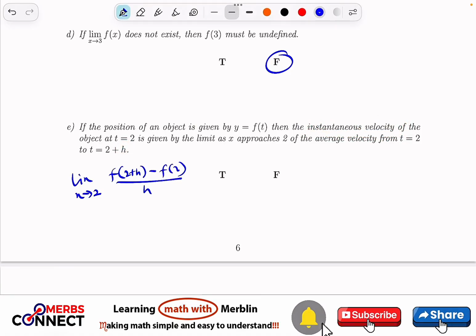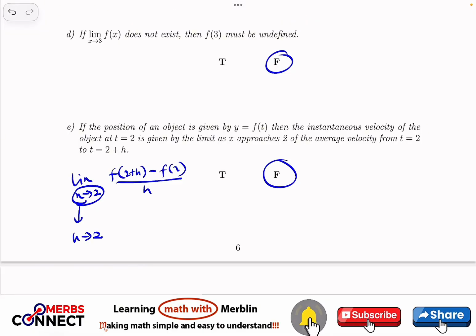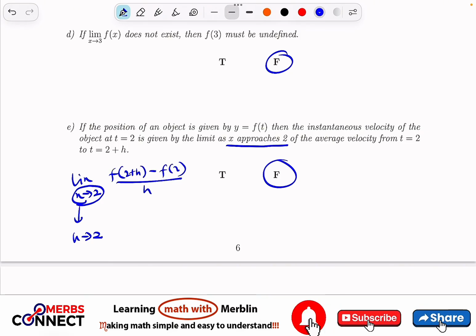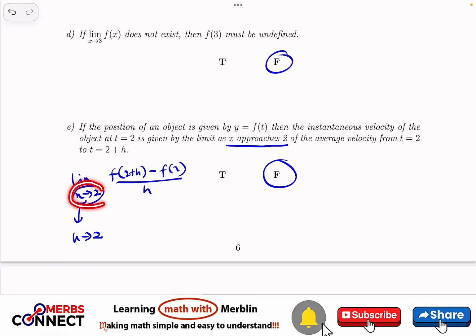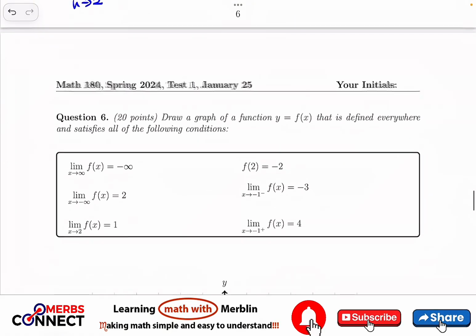So here the answer is false, because now x is approaching 2. The function has no x. The function here should be h approaching 0. So if this one was talking about h approaching, then this could have been true. But since x is approaching 2, it means that this is going to give us a false statement. Because for us to talk about instantaneous rate of change here, since this is h, then this should be h. If this one was x, then this one is true. So this is going to give us false here.